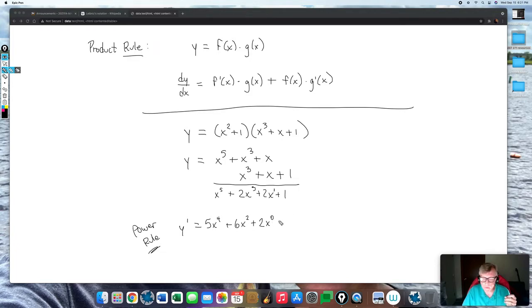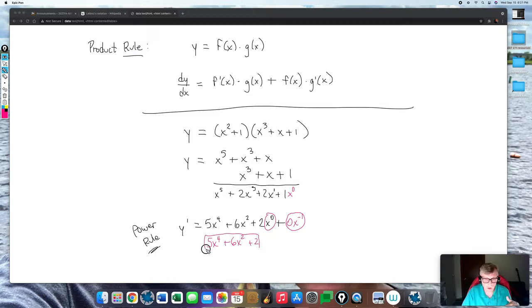And then the derivative of a constant is 0, and here is the reason for that. Technically, there's an x to the 0 here, and 0 times 1 is 0, and it would be 0x to the negative 1, but we know 0 times anything is 0, right? So technically, this is just 5x to the 4th plus 6x squared plus 2, because this is equal to 1, as long as x is not 0, and this is equal to 0, right? So this is 2 times 1, and then adding 0, right?